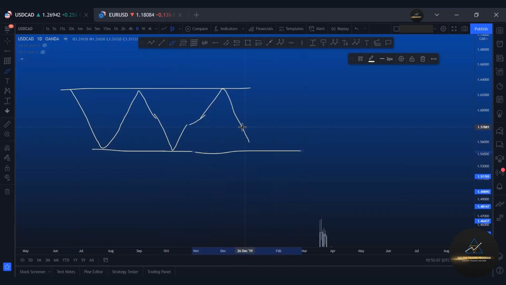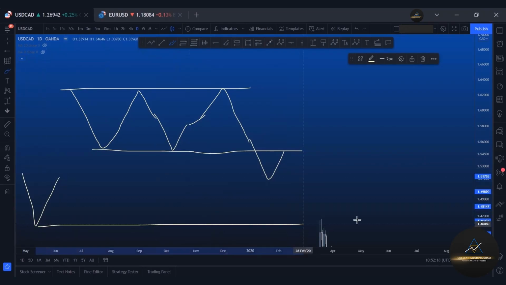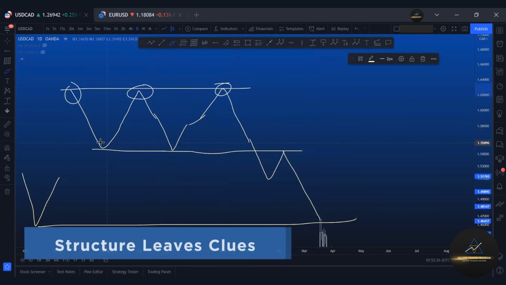What could also happen is that once the price continues to drop and it fails to bounce from the level, it could do a break and a retest to a previous support level. Where is it likely to go to next? To the next support. It's as simple as that. We can just call it structure, right? If you look left, structure leaves clues.